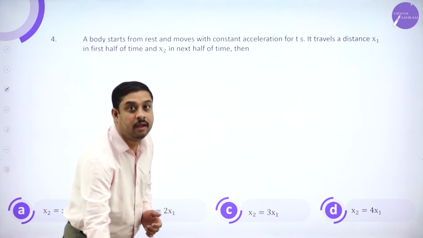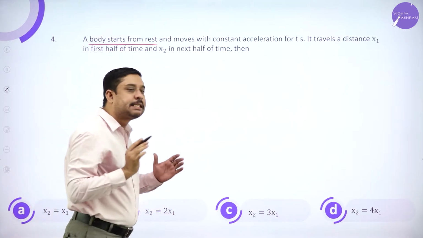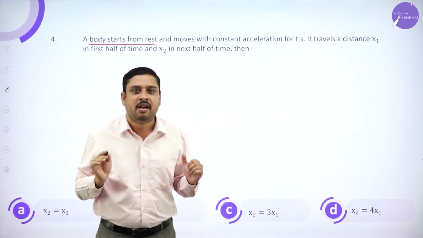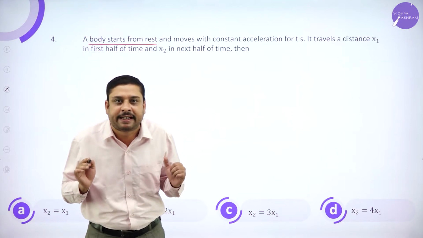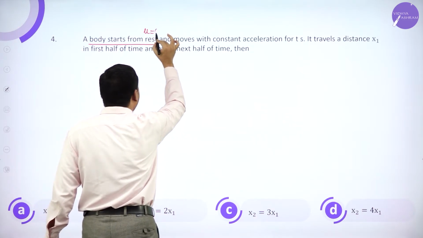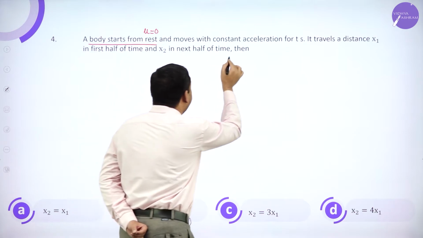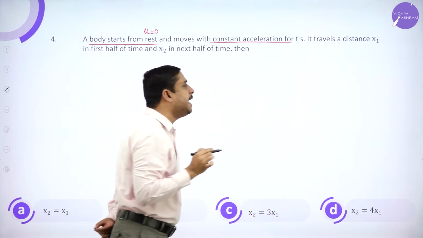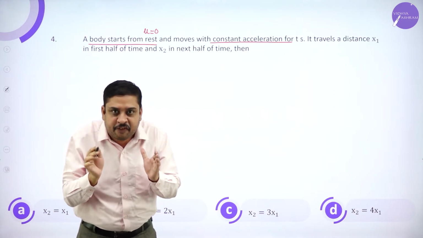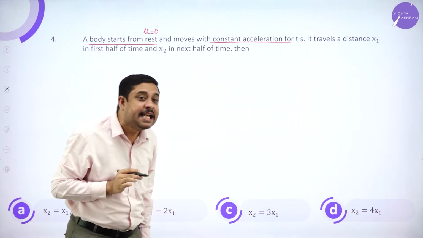Next one. This is an interesting problem now. A body starts from rest. Very clearly the problem says there is a body which is starting from rest. So very clearly the initial velocity of the body is 0 and moves with constant acceleration for t seconds. It is starting from rest. It moves with constant acceleration for t seconds.